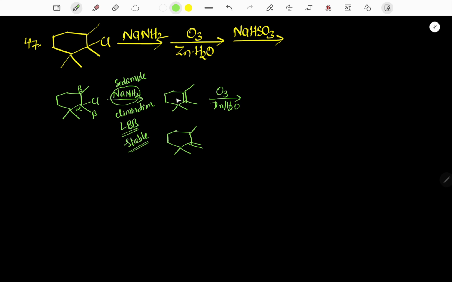Reductive ozonolysis. So here ozonolysis takes place in two compounds. In the first compound, after ozonolysis, we get a ketone part and a ketone part. Similarly, the second one gives a ketone part and a formaldehyde part. Now this mixture is treated with sodium bisulfite.